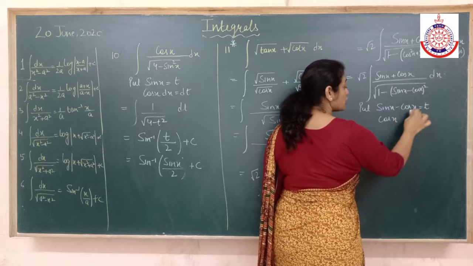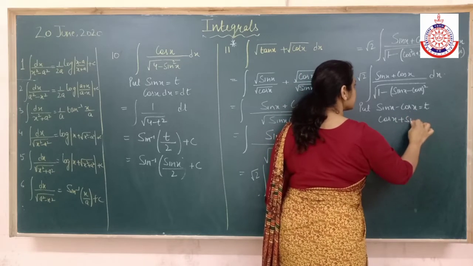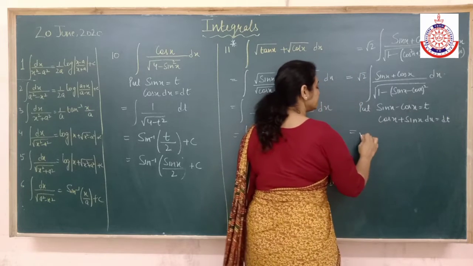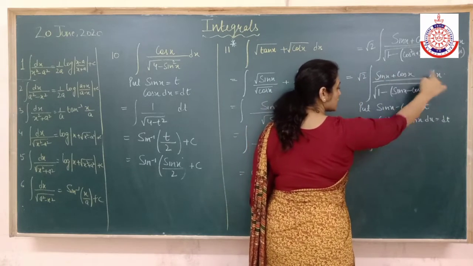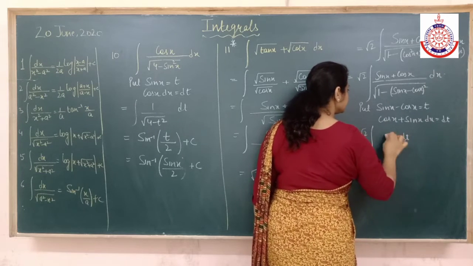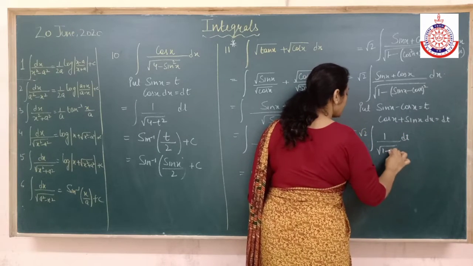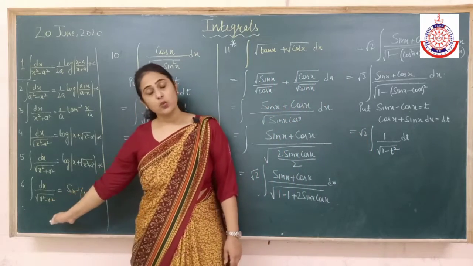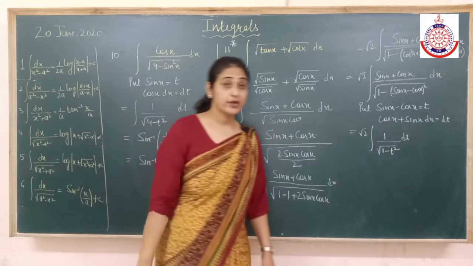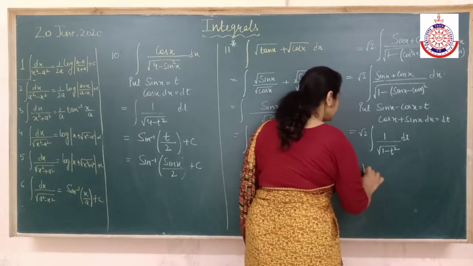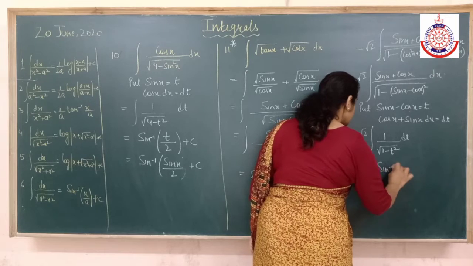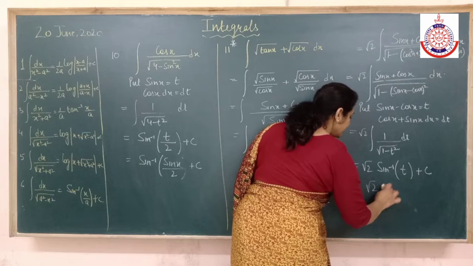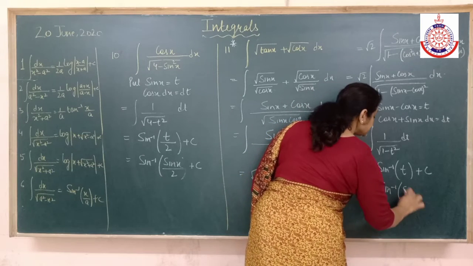Differentiation of sin is cos. Cos differentiation is minus sin, so it will become plus sign. Substitute. Sin x plus cos x into dx has become dt. This has become 1 minus t square. See, we have come to the form 1 upon under root a square minus x square. Alright, clear? So what is the integration? Sin inverse x upon a. A is 1, so no need to write, plus c. Put the value of t.